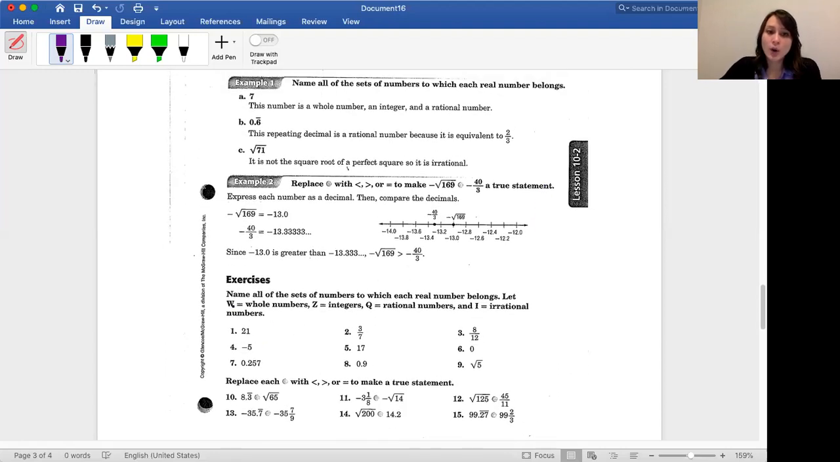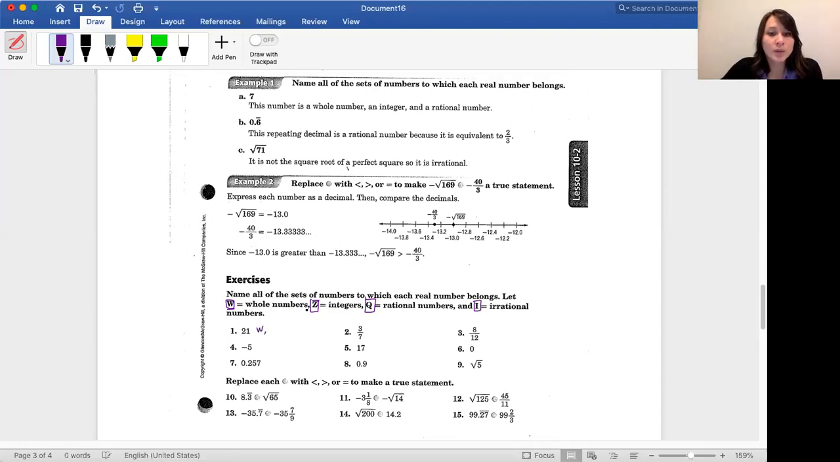Is it a whole number, and you're going to use W to represent that? Is it an integer? You're going to use Z to represent that. And then, or is it a rational number? If it's none of those, then it's probably irrational. So you're going to use these letters to represent your sets of numbers. So number 1, 21 is a whole number.